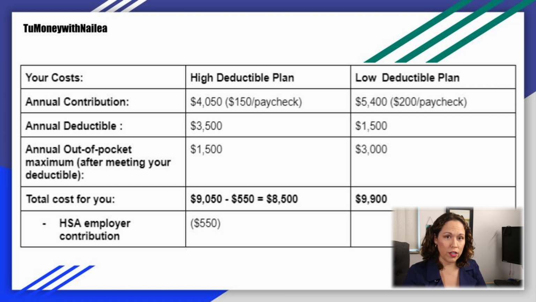Then on the flip side, if you're looking at a low deductible plan, let's say you pay $200 every paycheck. Low deductible means higher premium, right? And your deductible is $1,500. And then your out-of-pocket maximum that's left over is $3,000. So the total cost to you is $9,900. So before that HSA contribution, the high deductible plan is costing you less than the low deductible plan. Okay, these are really important numbers. And then the HSA contribution may or may not flow into a low deductible plan. You want to make sure that you're paying attention to those details when you are enrolling this open enrollment season.